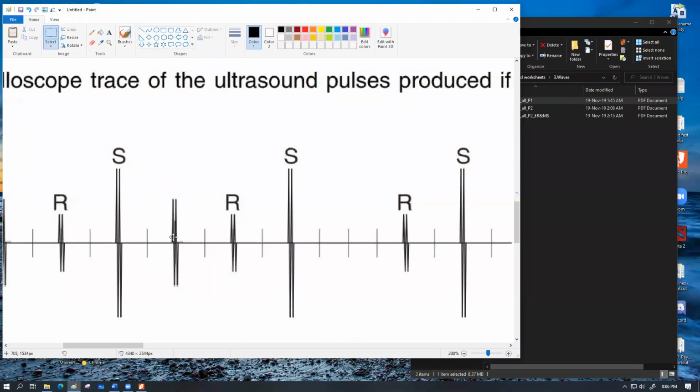Sir, yes, so if they said that there is a crack at the bottom of the block, then what would happen, sir?